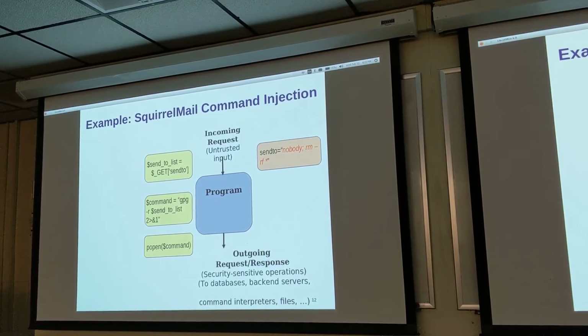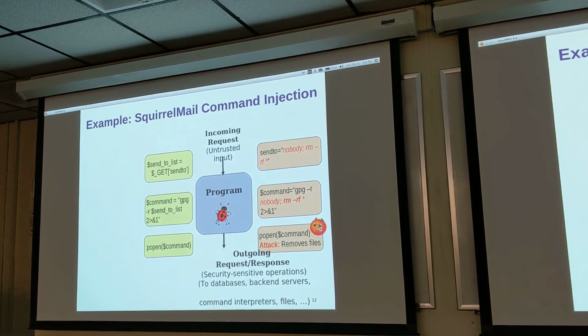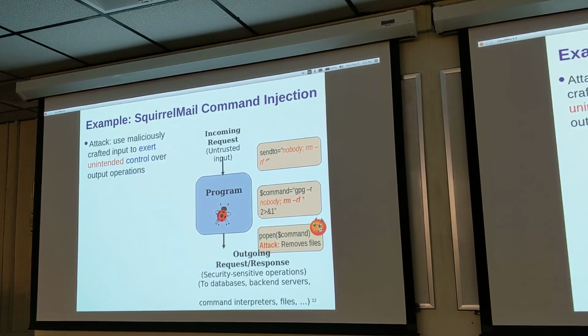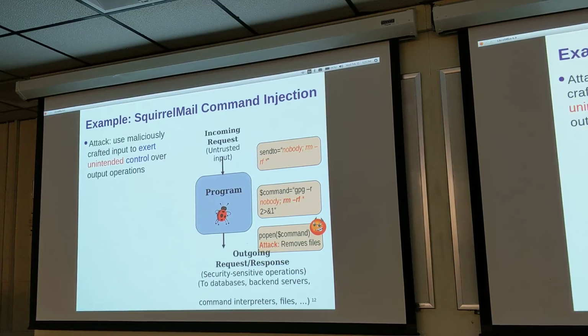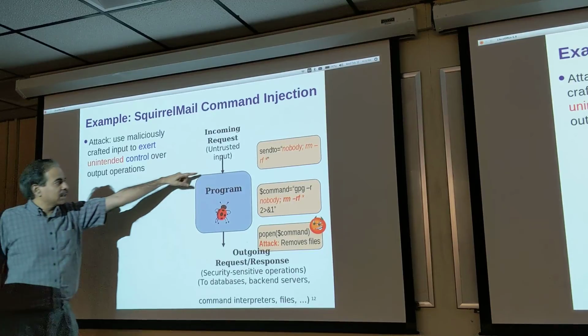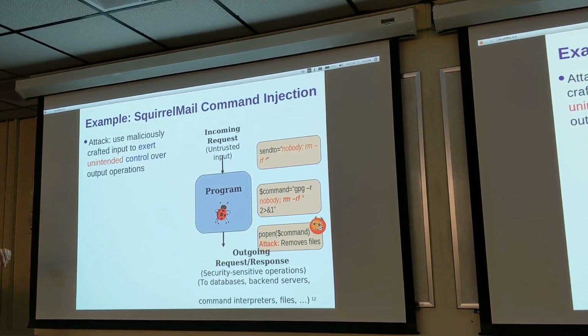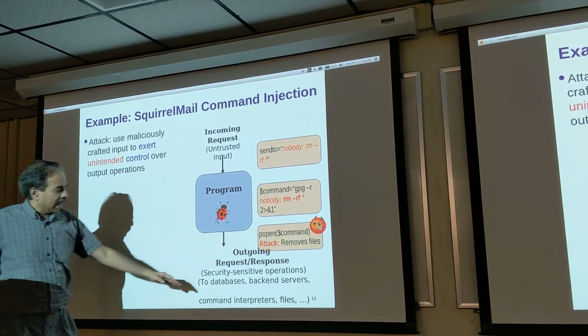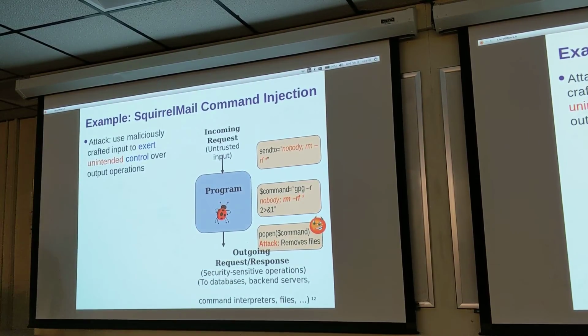Here is what the attacker provides. Essentially, what's happening here is that the attacker somehow crafts a malicious input and gives it over here. Their goal is to craft it in such a way that they will get access to something here that they are not supposed to have access to. So that's the goal.